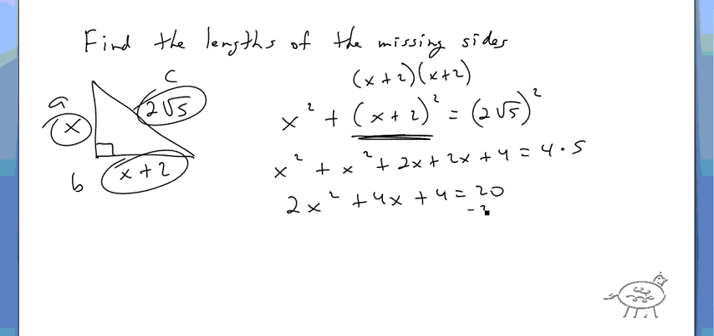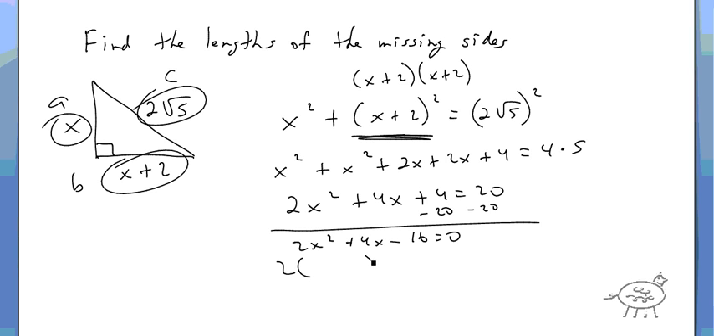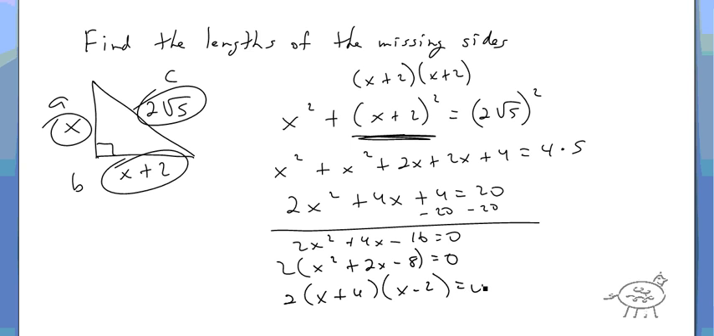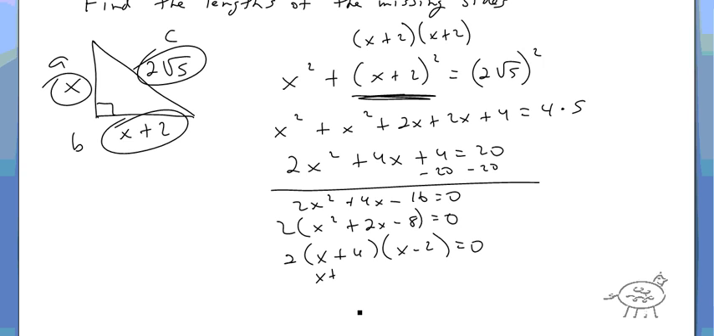I'm going to move that 20 over. And I get 2x squared plus 4x minus 16 equals 0. I'm going to factor out a 2. I get x squared plus 2x minus 8 equals 0. And then I factor that. I get x plus 4, x minus 2. So x plus 4 equals 0, x minus 2 equals 0. So I solve and I get x equals negative 4 and x equals 2.